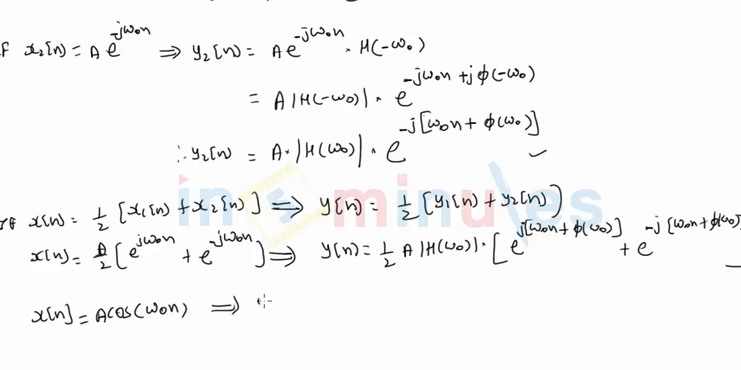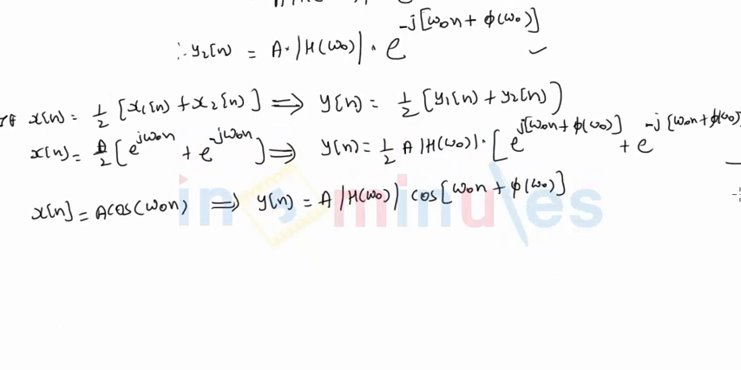On this side, my overall y of n will become, I'll keep A as it is, I'll take |H(omega naught)|, and you can see this half comes here, and this half along with exponential functions, you have again the same term, e raised to j theta plus e raised to minus j theta. So that will become cos of theta, but this time theta is omega naught n plus phi of omega naught. So this is a standard result that we were looking for.